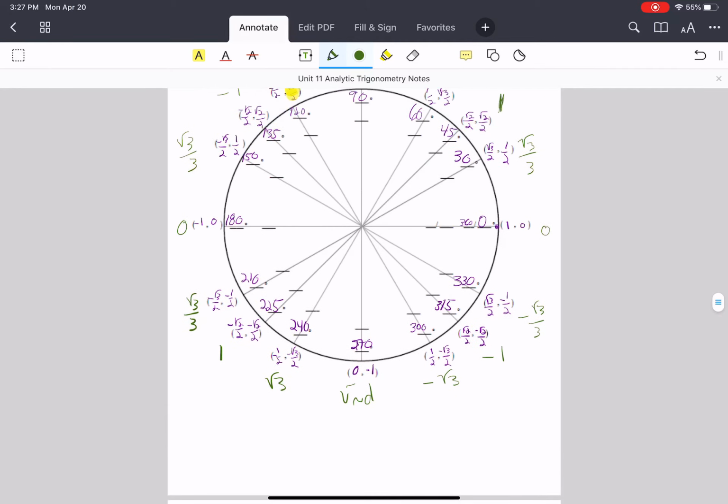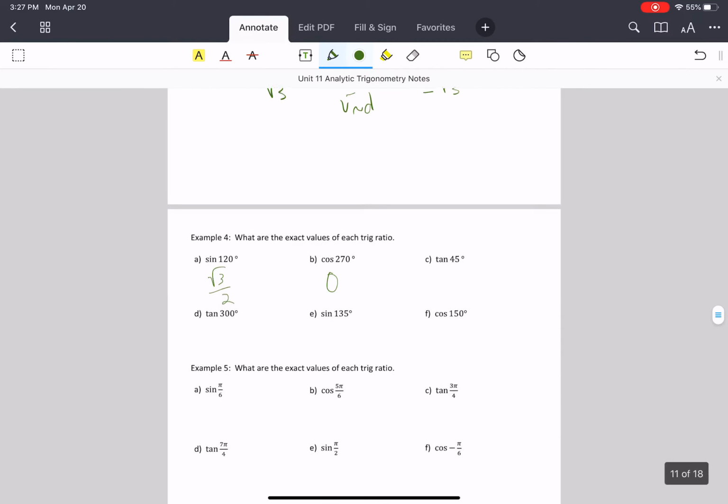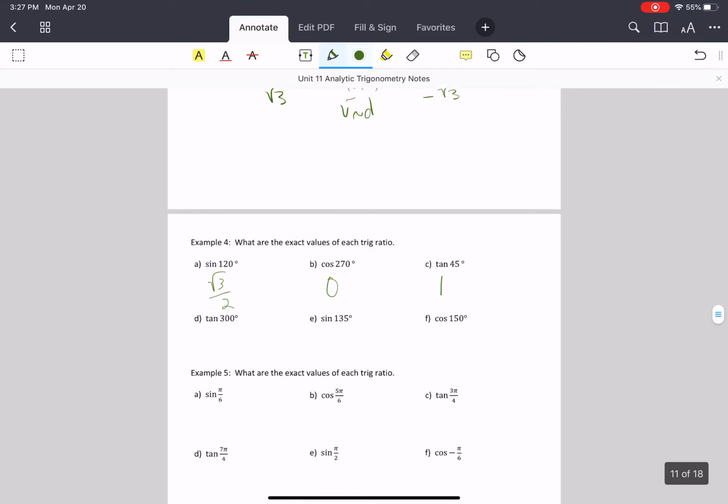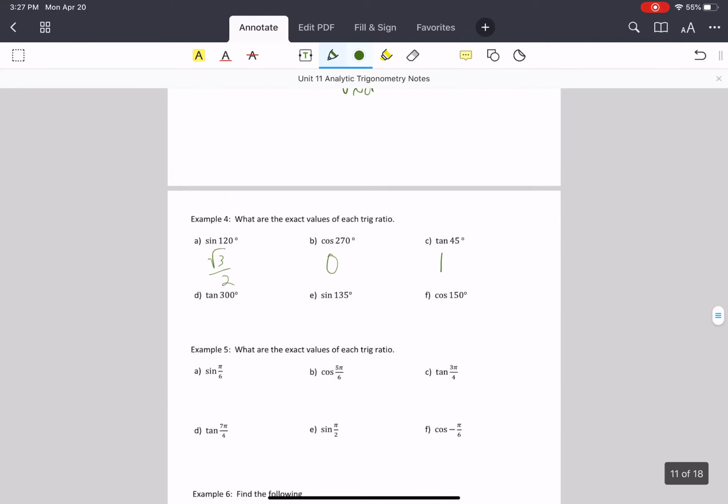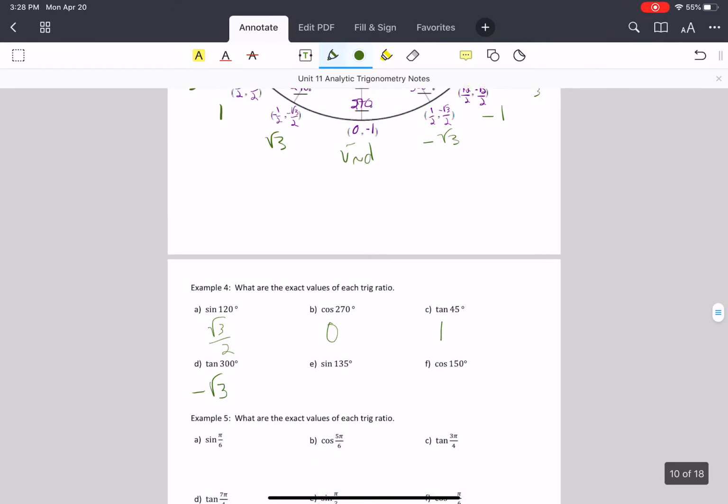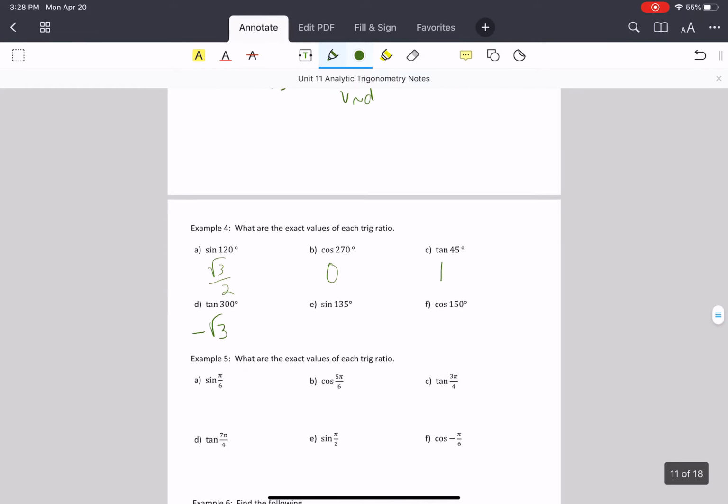Tangent 45 is going to be 1. Tangent of 300 is negative root 3. Makes the tangents a lot easier once you get them memorized. Now, if you don't have them memorized, you can always take your coordinate point, like for tangent of 300, and I could have done my y coordinate over my x coordinate, flipped and multiplied. So I'd have negative root 3 times 2 over 2, and see, I could also get the negative root 3 there if I didn't want to memorize my tangents.